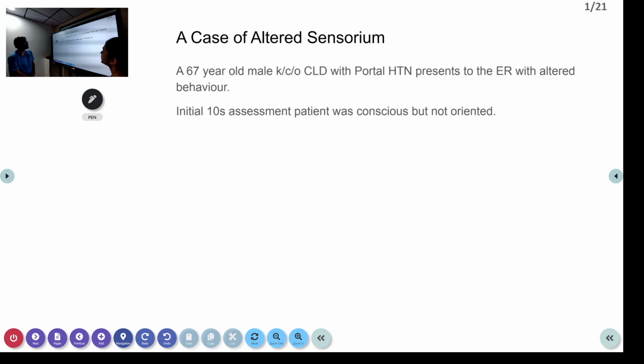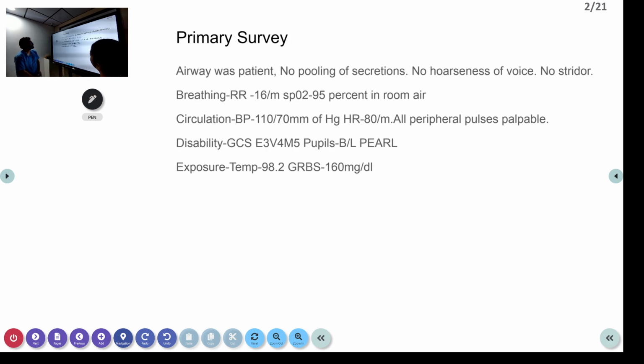Today we are going to discuss a case of altered sensorium. A 67-year-old male, known case of CLD with portal hypertension, presents to the ER with altered behavior. On our initial 10-second assessment, the patient was conscious but not oriented. Coming to our primary survey, we have a CLD patient with low sensorium. So what all can it be?